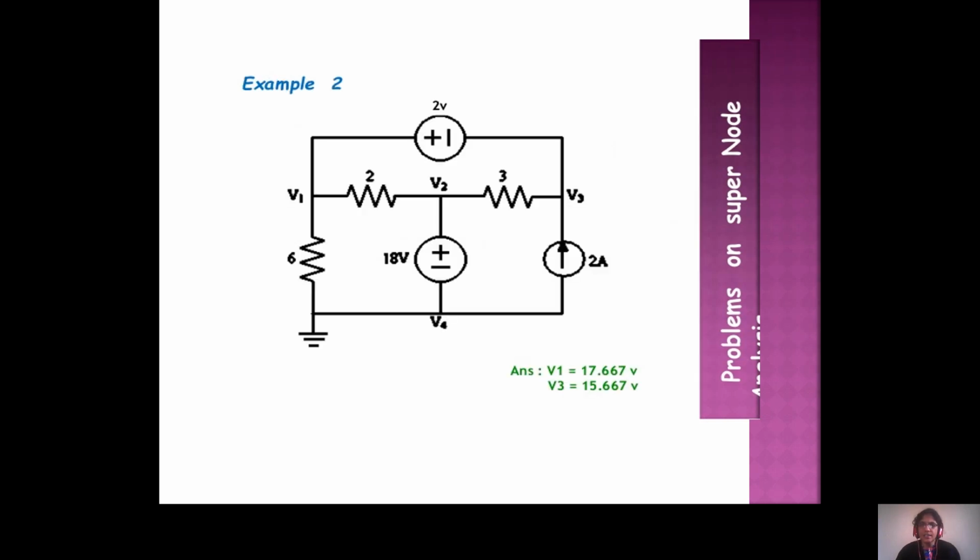Like that, there is another problem here also. Between V1 and V3 there is a 2 volt source. You have to write the equation of the 2 volt source separately and eliminate it, consider the total equation in one form, and then find out. Then you get the values: V1 is 17.667 and V3 is 15.667.